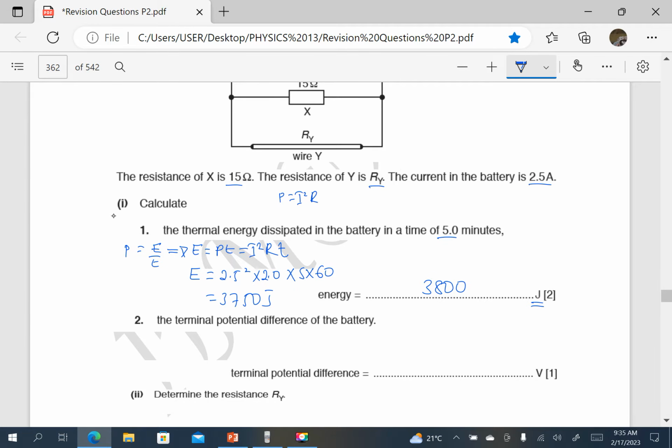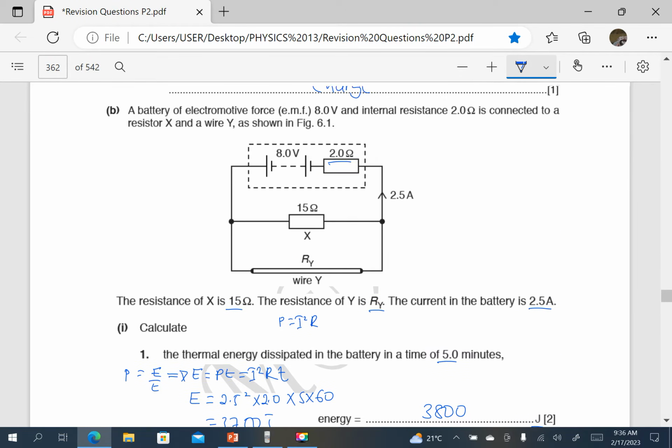Then the terminal PD, the terminal potential difference of the battery, that is the PD between the terminals of the battery. Of course, since we know the current through the battery, we can find the lost volts. And we know that EMF E is equal to the terminal PD plus the PD across the internal resistance, which is I times r. So the terminal PD, V, is going to be the EMF minus the PD across the internal resistance. This one we call the lost volts.